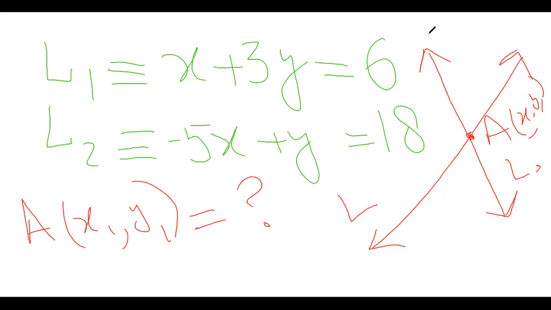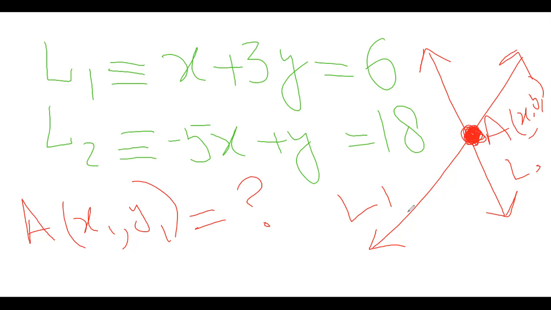Look at this. I will just provide one hint, and you will get the answer within minutes. These are the two equations. These are the two lines L1 and L2, and they are intersecting at a point A. If they are intersecting at this point, then this point must be common to both of these equations.